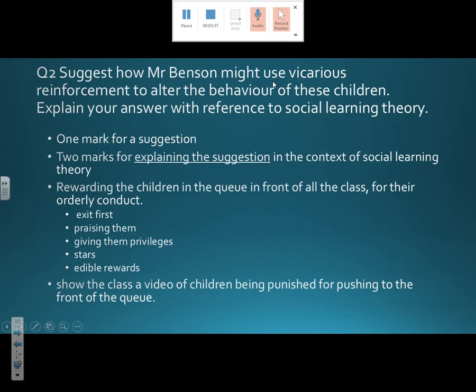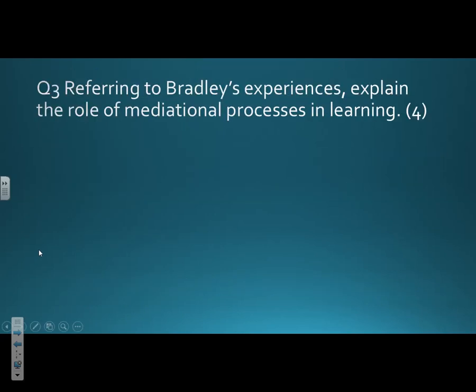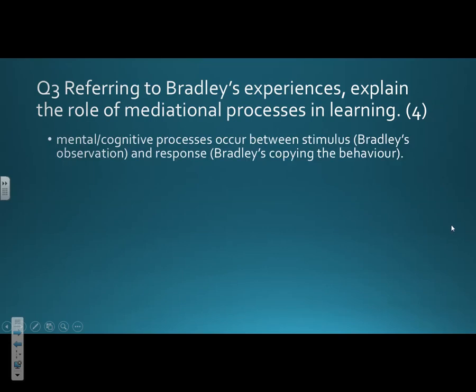So 1 mark for the suggestion, 1 mark for explaining the suggestion, linking it back to social learning theory, and 1 mark for applying it to the scenario. So just make sure you've said what the suggestion is, you've explained the suggestion linking it back to social learning theory, and you've contextualised it. If you've not done all those 3 things, you don't get all the 3 marks. And then referring to Bradley's experience, explain the role of mediational process.